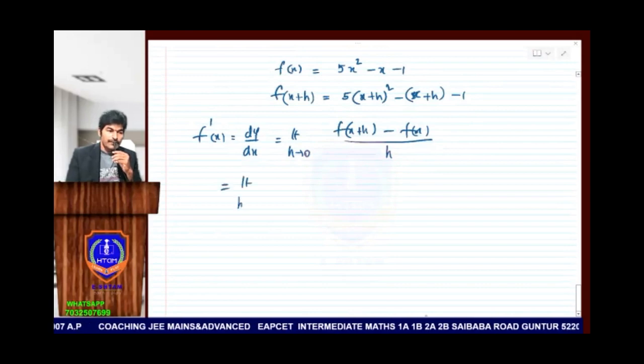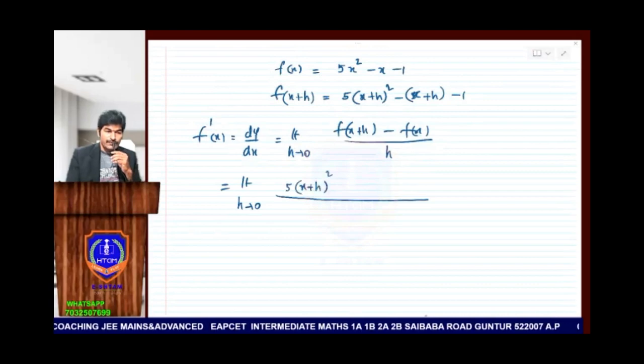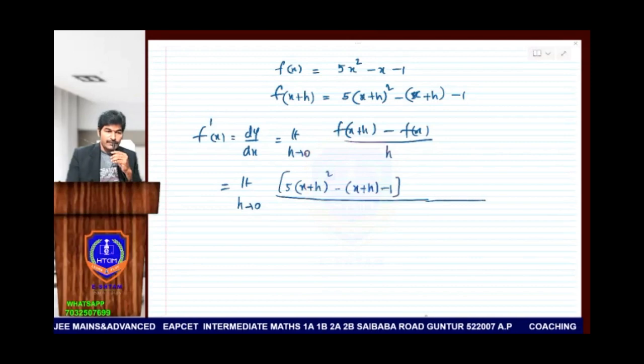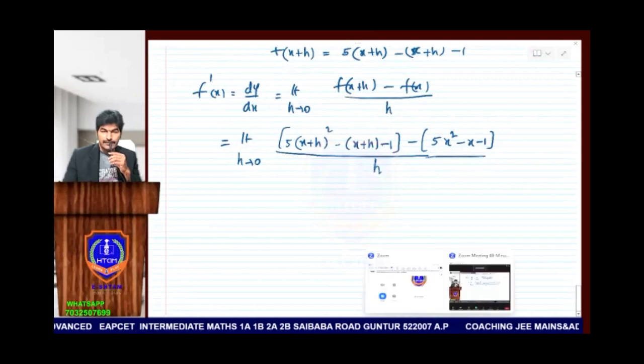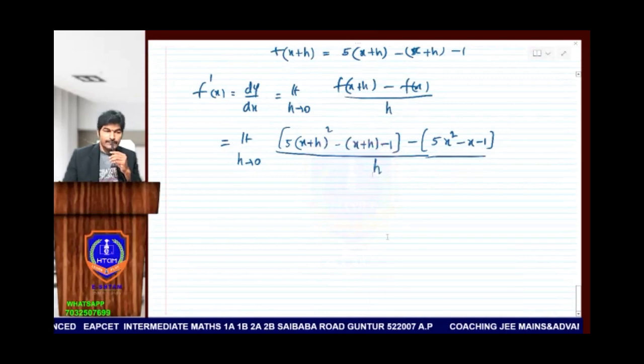That equals limit h tends to 0, f of x plus h means 5 of x plus h whole square minus of x plus h minus 1. This is all f of x plus h, minus f of x means 5x square minus x minus 1 whole, divided by h. I just substituted the values of f of x plus h and f of x. Now I am expanding the values respectively.